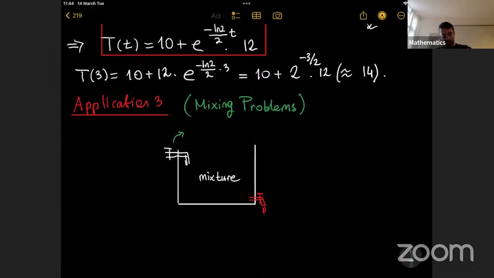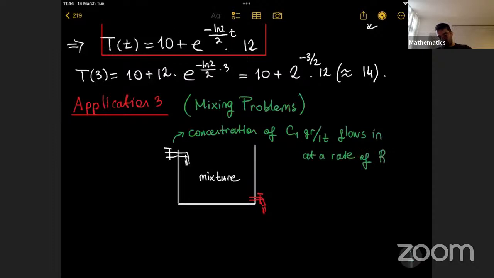So let's write here. There is a concentration of, so this concentration is C1, concentration of the chemical, okay, C1 gram per liter, flows in at a rate, let's say R1, so these are some numbers, liter per minute, okay?